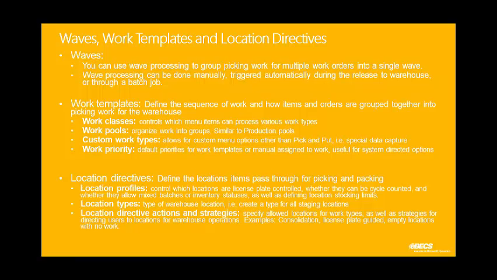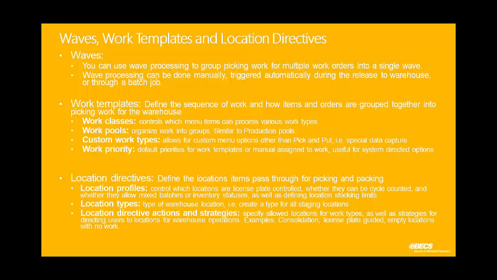And then finally, you have your location directive actions and strategies. So this allows us to define the strategy for directing users through locations for the warehouse. So for example, I put a few titles here, consolidation. What that means is if that is your strategy for your location directive, it's going to search to see if there is on-hand inventory in that location. So it's actually going to tell you to consolidate with the inventory that's already in this location. So it's actually going to search for locations where there's inventory instead of going alphanumerically, for example.